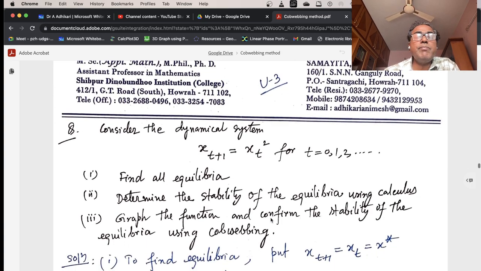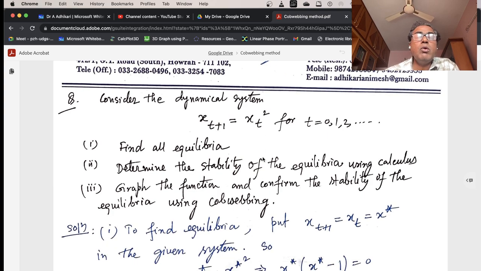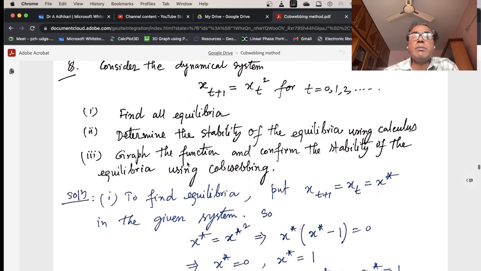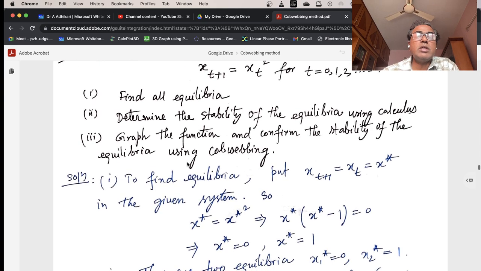Consider the dynamical system x_{t+1} equal to x_t squared. Find all equilibria. So x_t squared equal to x_t, that is, y equal to x squared. So find all equilibria, determine the stability of the equilibria using calculus, and graph the function and confirm the stability of the equilibria using cobwebbing.